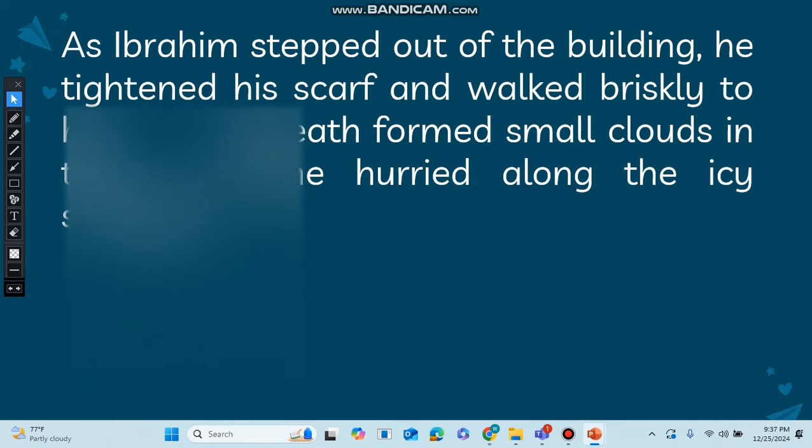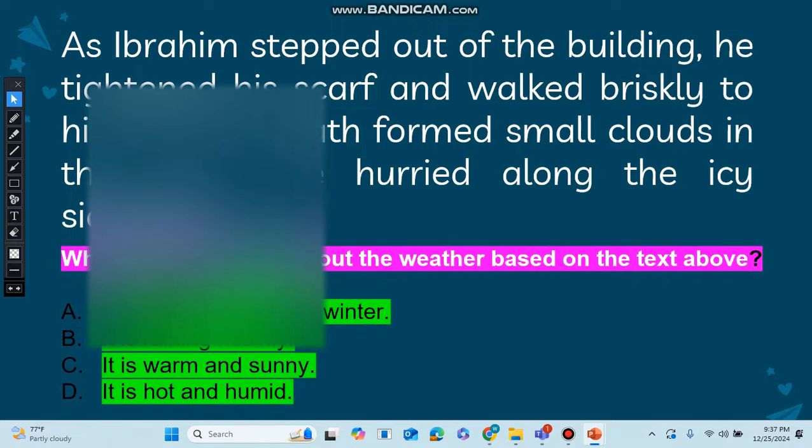Consider the following example here. As Ibrahim stepped out of the building, he tightened his scarf and walked briskly to his car. His breath formed small clouds in the air as he hurried along the icy walk. Now let's look at the question first. What can be inferred about the weather based on the text above? So the options are: it is cold and icy, possibly winter. It is raining heavily. It is warm and sunny. It is hot and humid.